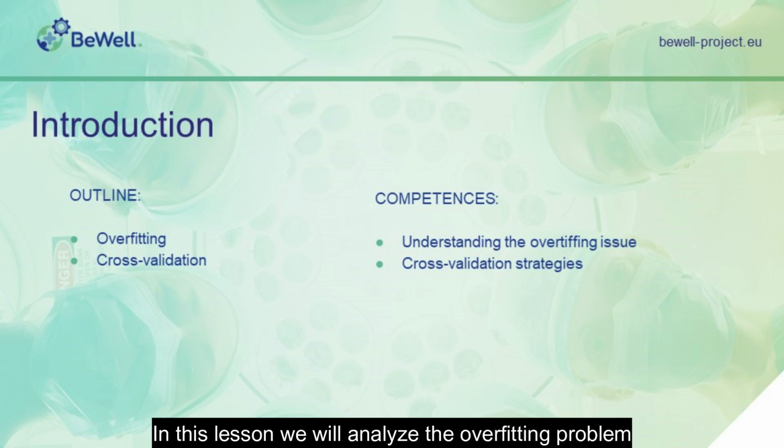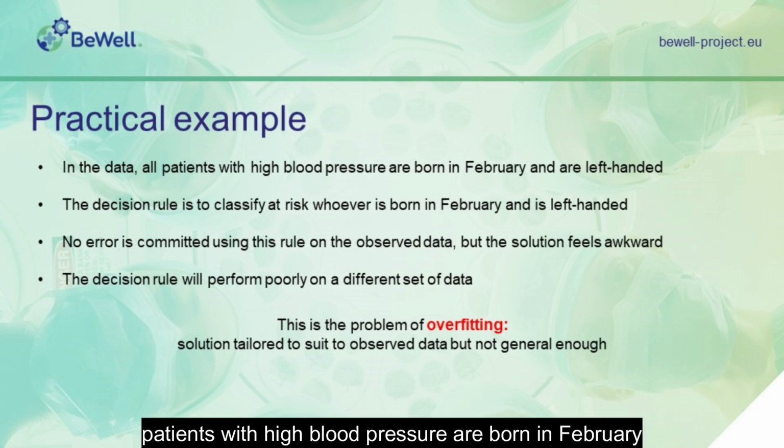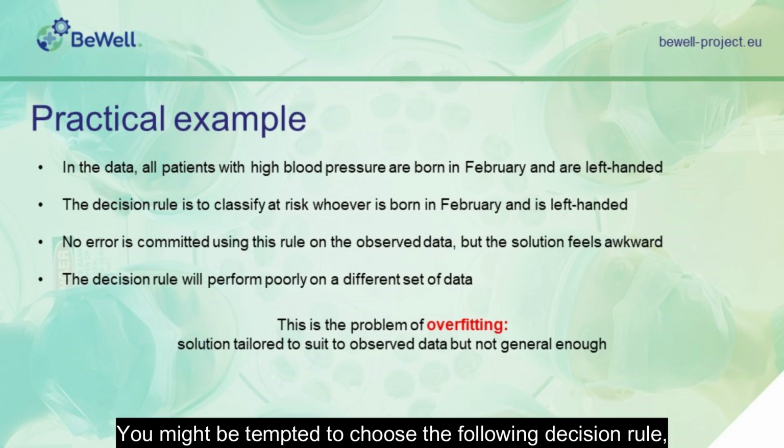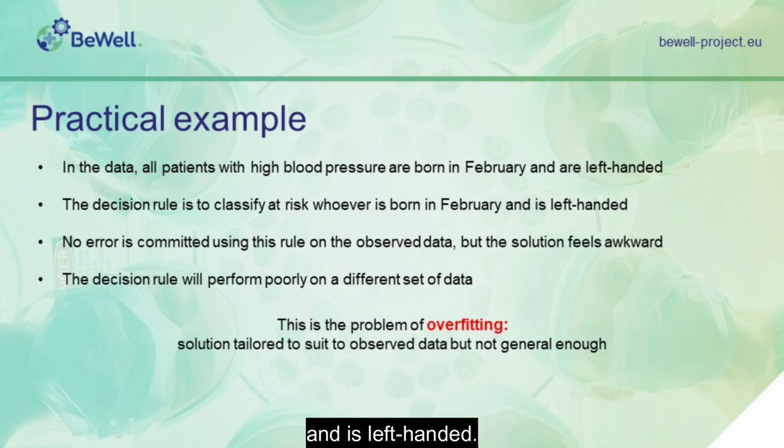In this lesson we will analyze the overfitting problem and cross-validation as a technique to address it. To introduce the overfitting problem, we first consider this made-up example. Assume that in the data at your disposal, all patients with high blood pressure are born in February and are left-handed. You might be tempted to choose the following decision rule, that is to classify at risk whoever is born in February and is left-handed.